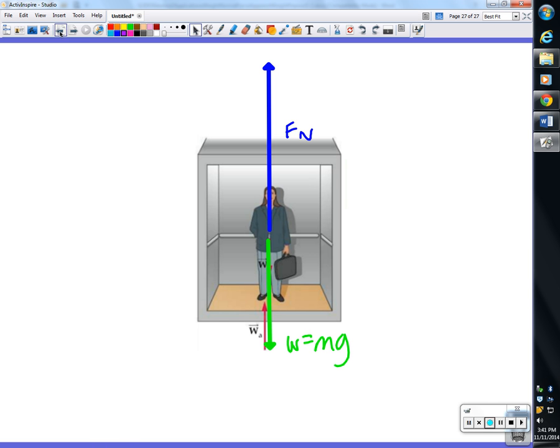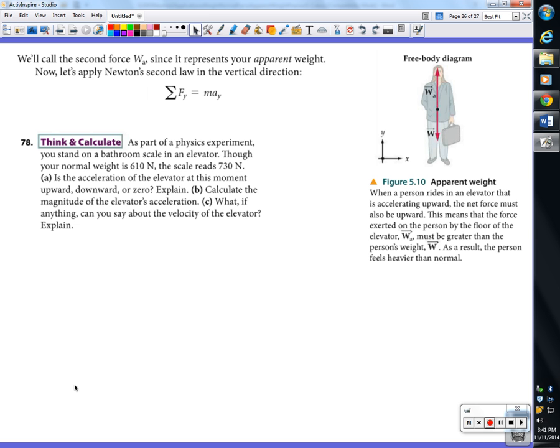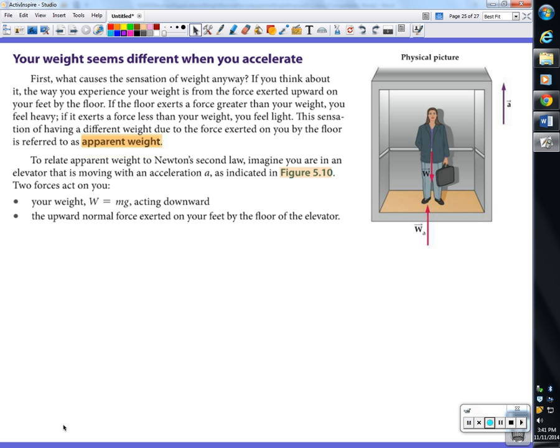Remember that normal force gives us the sensation of how much we weigh. Like it says here, the way you experience your weight is from the force exerted upward on your feet by the floor. Apparent weight, or how much you think you weigh, is not due to gravity, it's due to normal force.